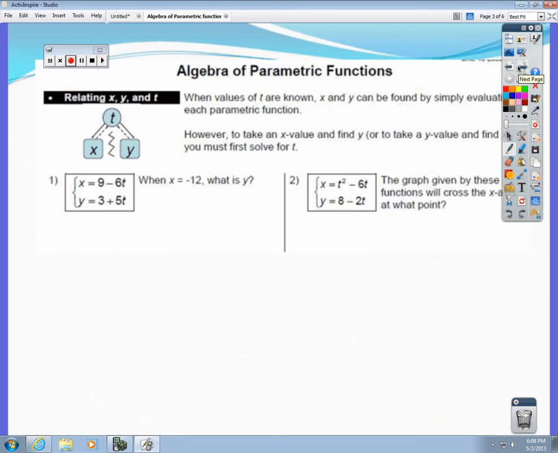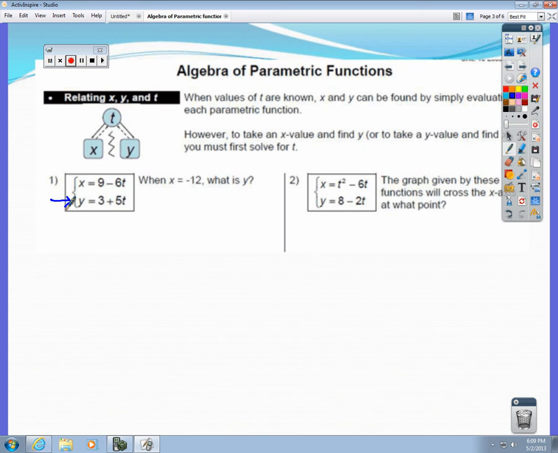And we're going to start with how x, y, and t are related, and how do you find the value of x or y if you're given one of the values. So let's look at number 1. When x is negative 12, what is y? And you'll notice in the y equation there is not an x, so I can't just substitute that number in and get my answer.